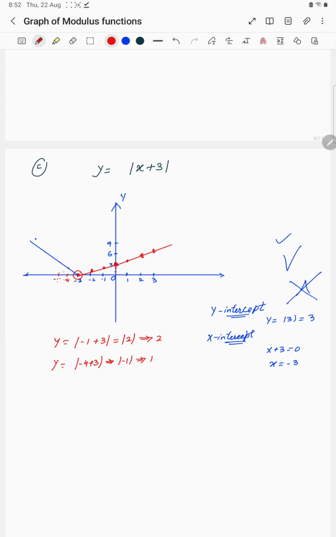This is the reflection graph. I hope you understood it.